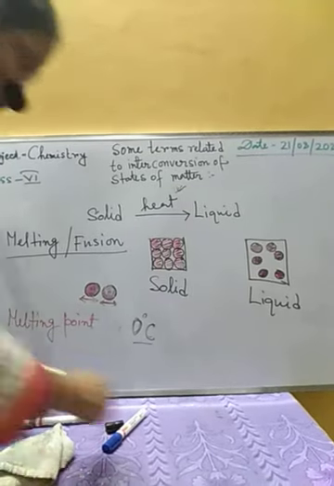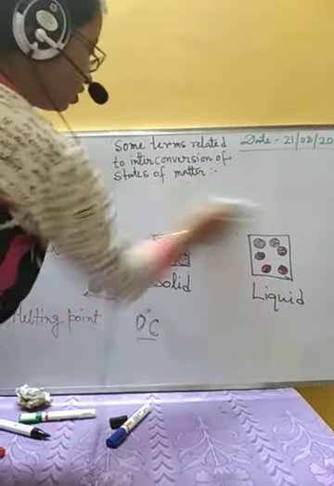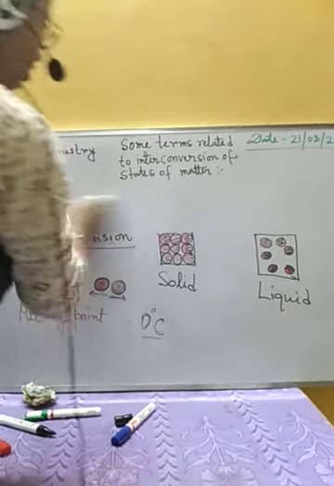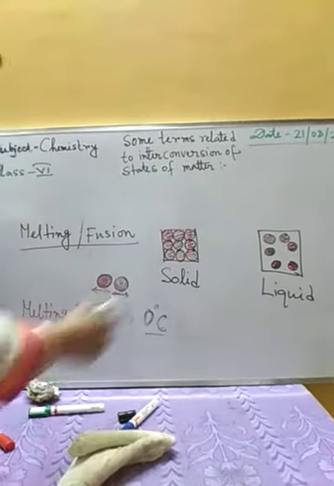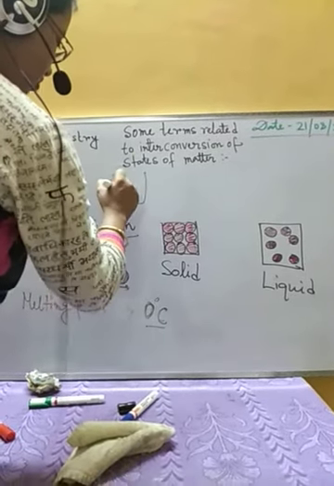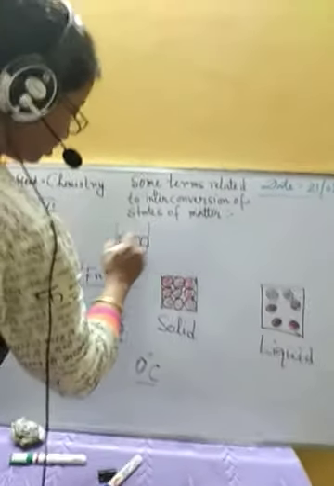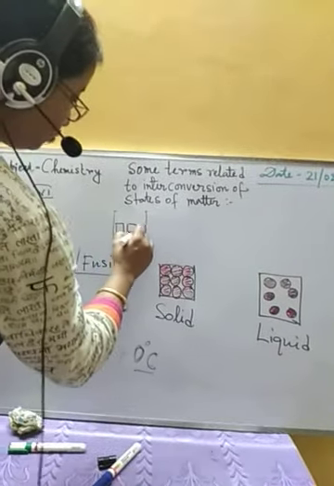Suppose we take some ice in a container, suppose in a beaker we have taken some ice. These are the ice cubes we can take.